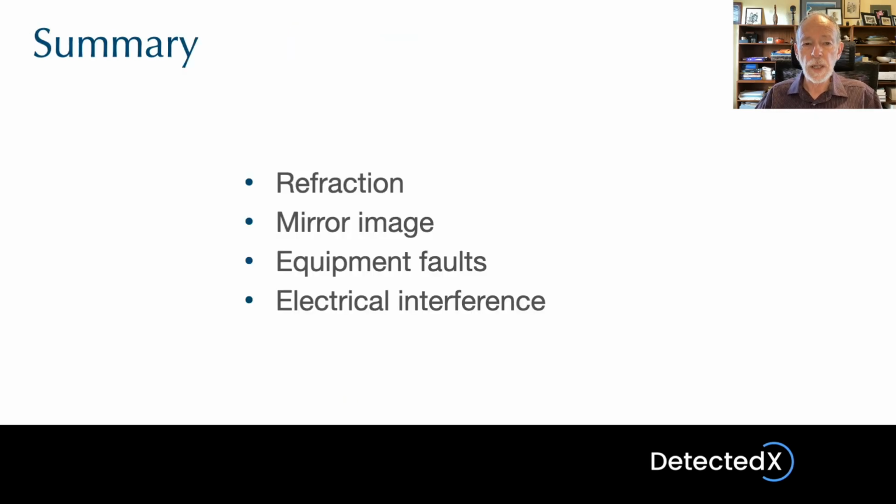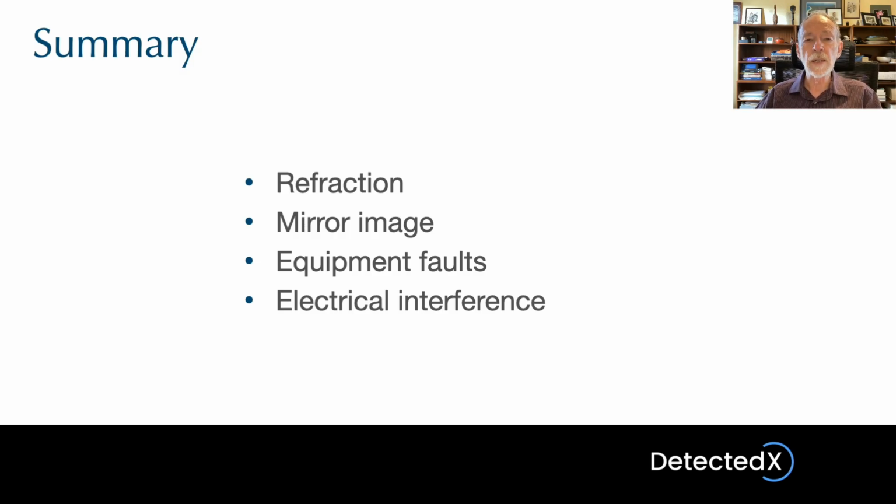And so, in summary, we have looked at this final group of artifacts, mostly relating to the beam path. So we looked at refraction, which is normally relatively unimportant, but can produce that ghost artifact, that doubling of structures, in which case it can be potentially misleading. We looked at the mirror image artifact, which is quite common, in fact very common. And we looked briefly at equipment faults and electrical interference, which are generally going to be quite easily recognized for what they are. So that brings us to the end of our discussion of artifacts.